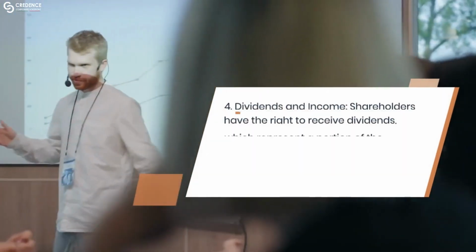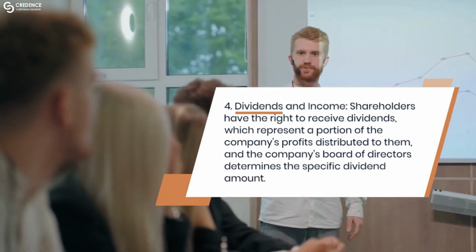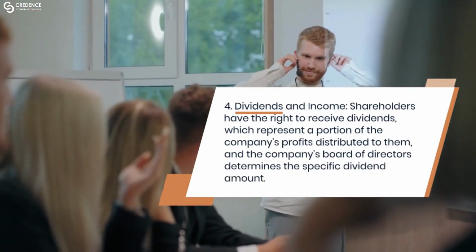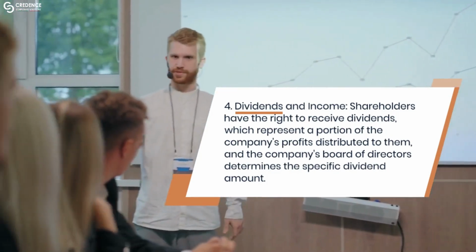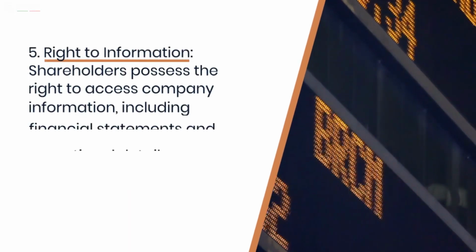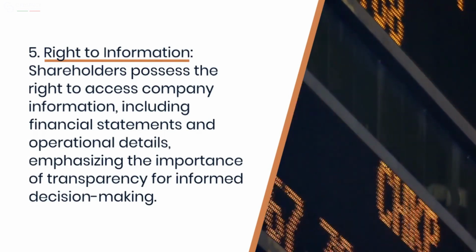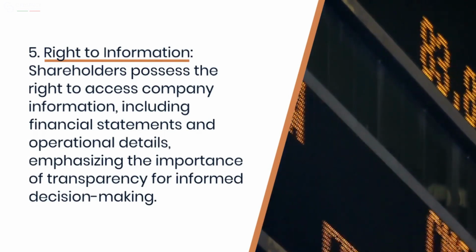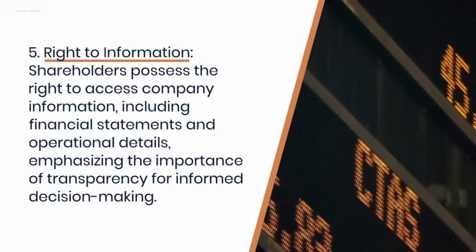4. Dividends and income. Shareholders have the right to receive dividends, which represent a portion of the company's profits distributed to them, and the company's board of directors determines the specific dividend amount. 5. Right to information. Shareholders possess the right to access company information, including financial statements and operational details, emphasizing the importance of transparency for informed decision-making.